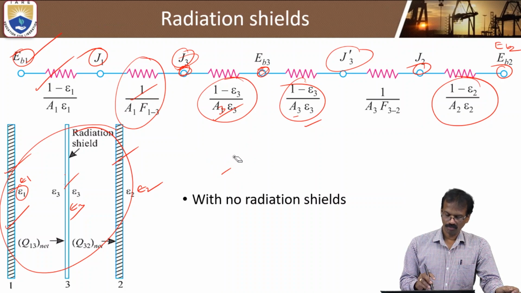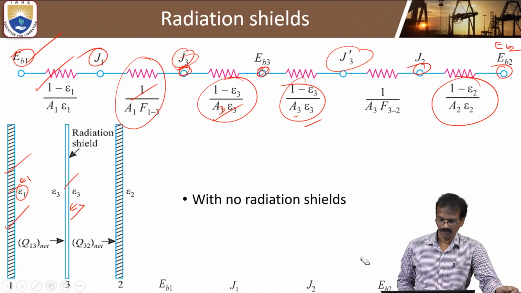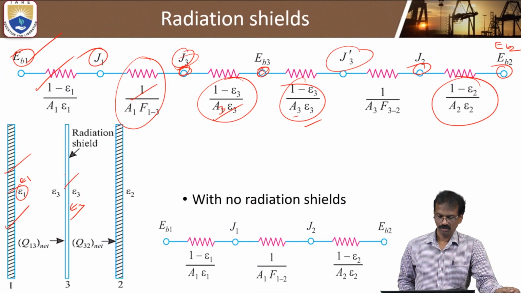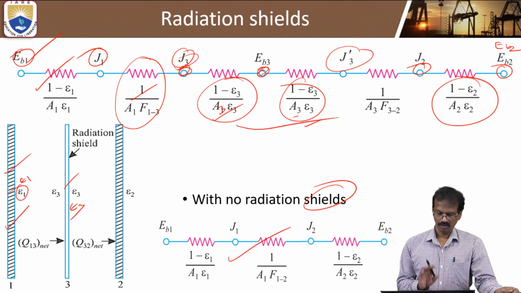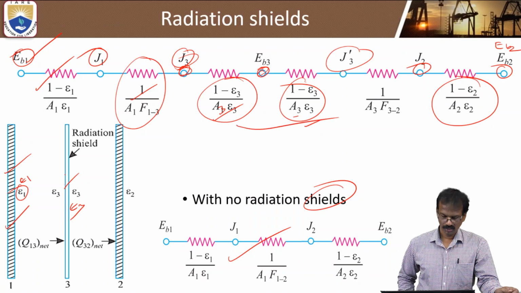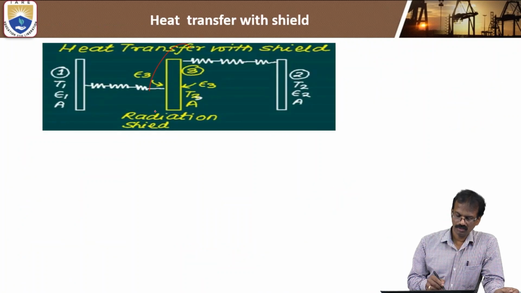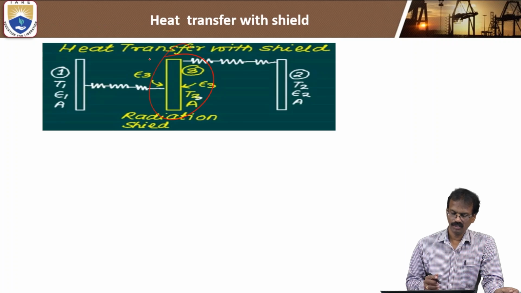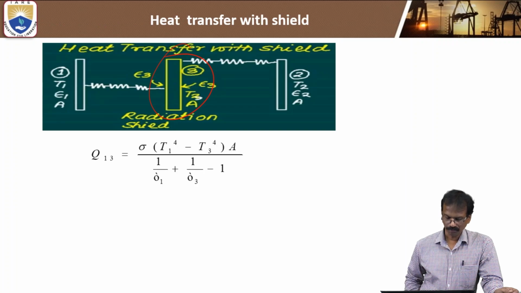By using this formula, we can write the rate of heat transfer. This is the formula without the shield, and this is the electrical analog formula with the shield added. Now we'll see, if we place a shield between two plates, what is the rate of heat transfer formula? We'll derive this also.